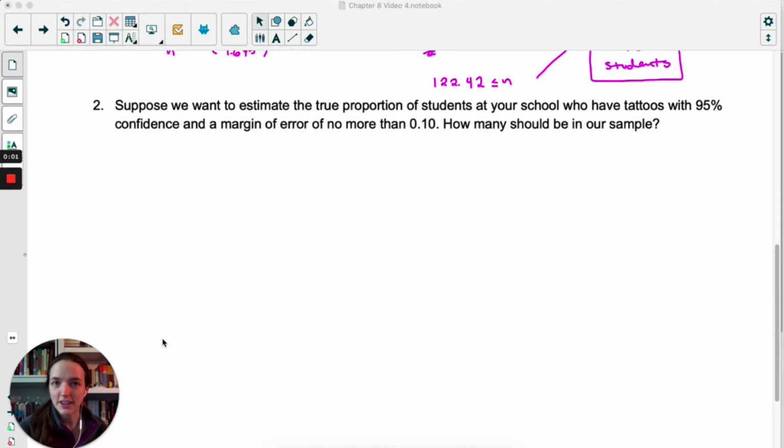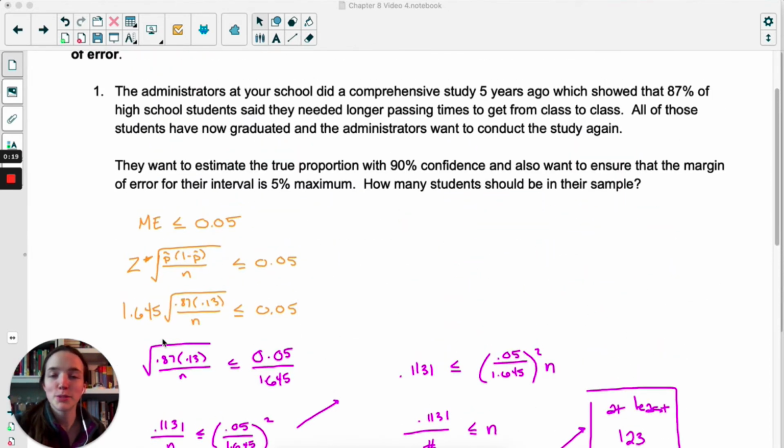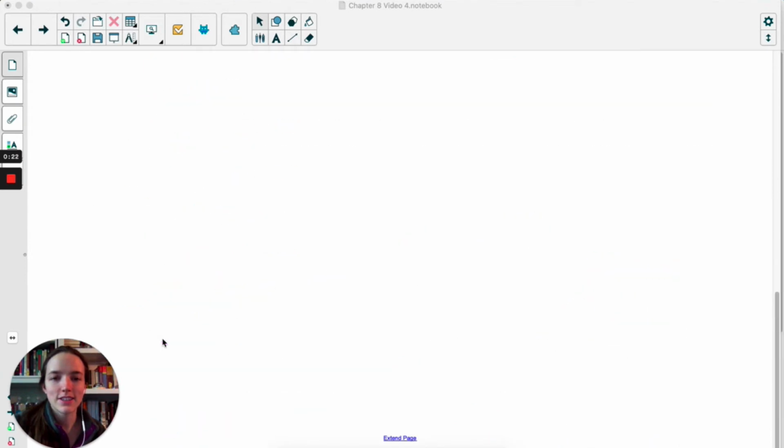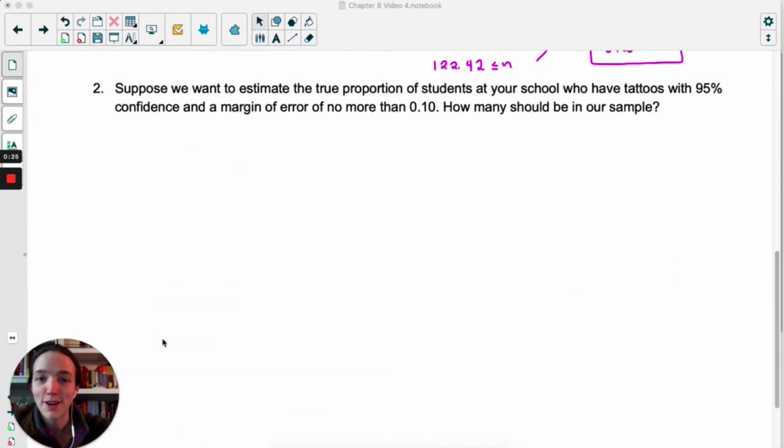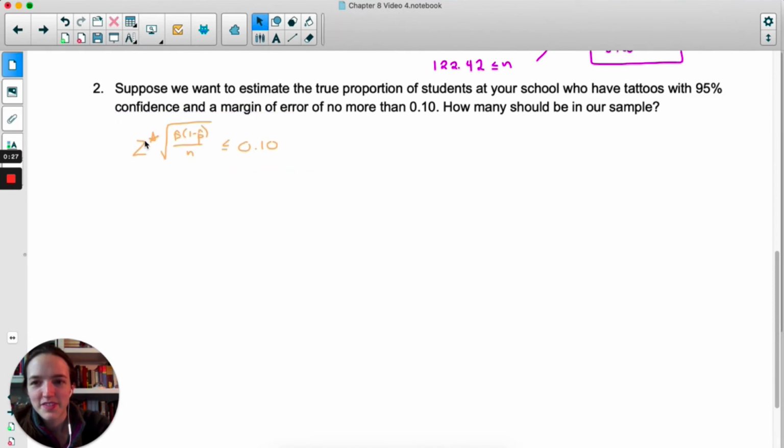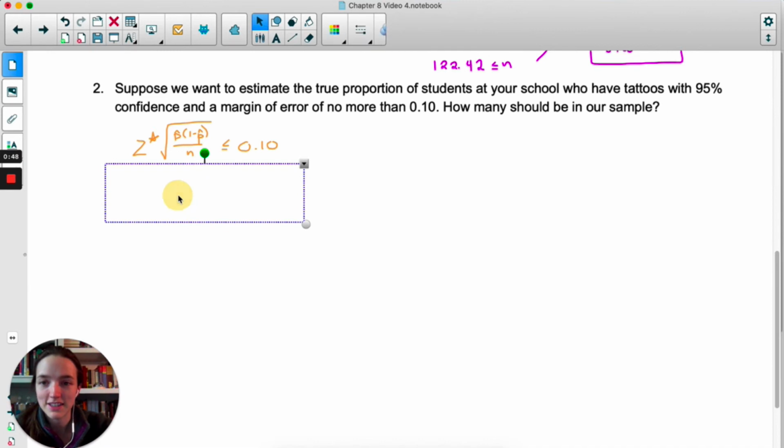Now in this next scenario, it's a little bit different because we don't have a prior study to go off of. Suppose we want to estimate the true proportion of students who have tattoos. There's no prior study like in number 1. In number 1, we had an estimate of what p hat could be. In this example, we have nothing. So we're going to start off the same way. Z star square root p hat 1 minus p hat over n. That has to be less than or equal to 0.1 because that's their limit of what the margin of error can be. Now for p hat, we're just going to use 0.5 as an estimate of what p hat could be.